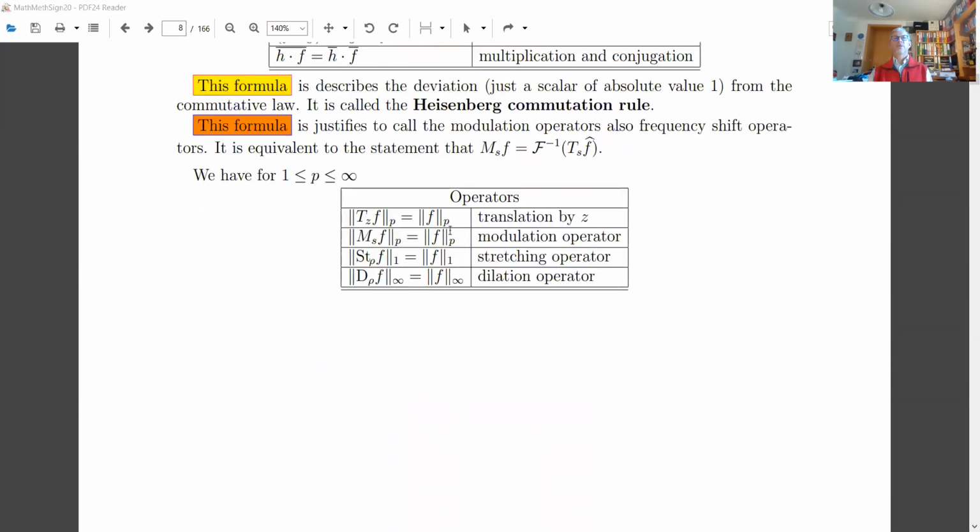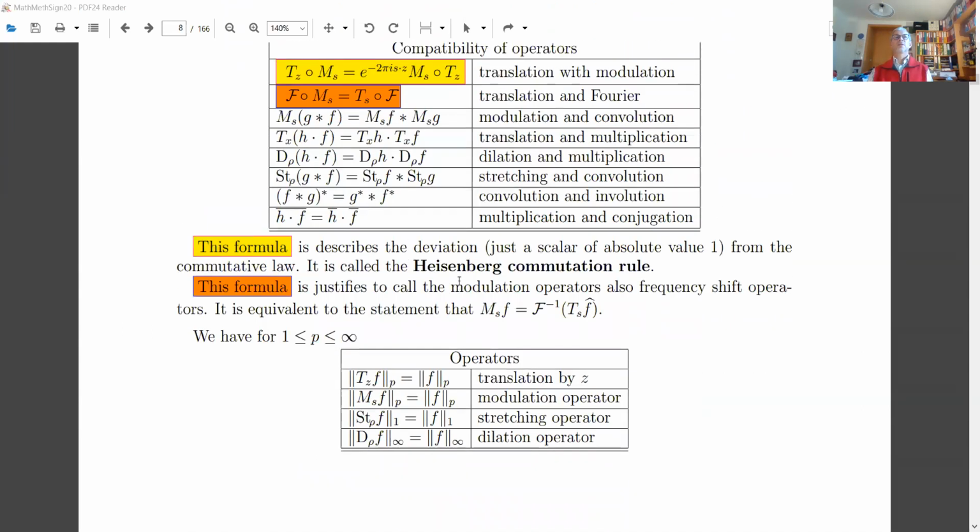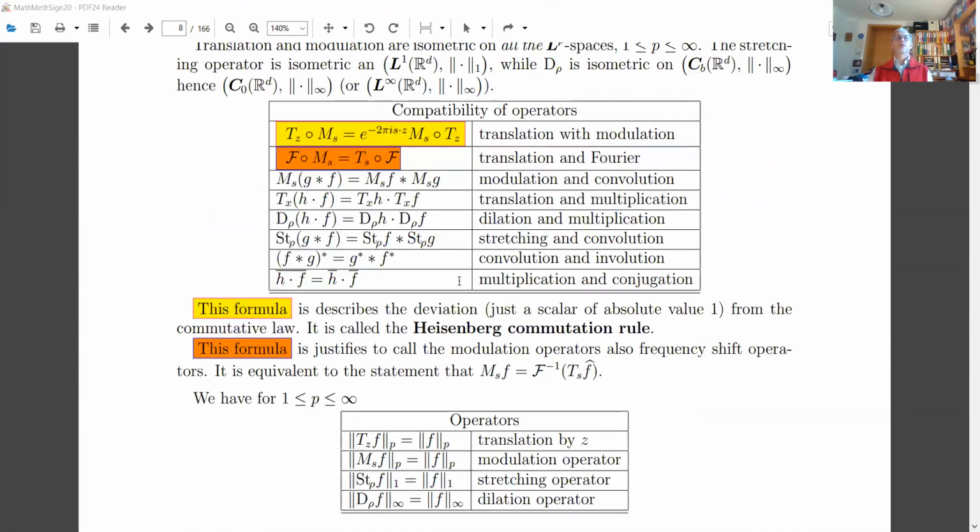Yes, I have here the translation, modulation, and for our invariant for any norm, mostly for p equal 1, 2, and infinity. This one is area preserving, therefore only isometric in the L1 sense, and the D_rho operator is only isometric in the L infinity sense. So again, I think it would be nice to have a GeoGebra plot showing you how it behaves.